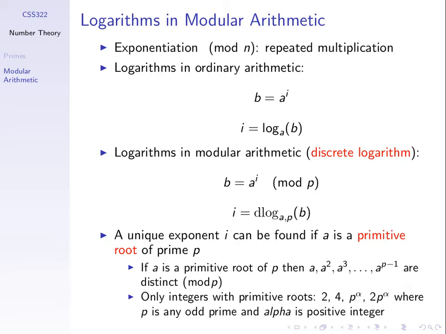So for what values can we find a unique discrete logarithm? That's what we want to determine. We can only perform a discrete logarithm under some conditions: we can find a value I if A, the base, is a primitive root of prime P. That is, the modulus P is a prime number and the base A is a primitive root of that prime number, then we can find a unique value for a discrete log. If not, we get multiple answers, and we don't want that. The definition of our discrete log is that we find a unique exponent. So the next question is, what's a primitive root?